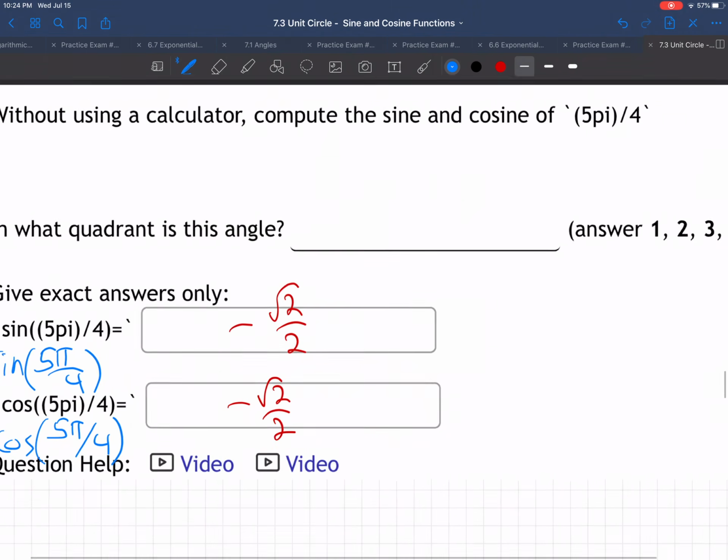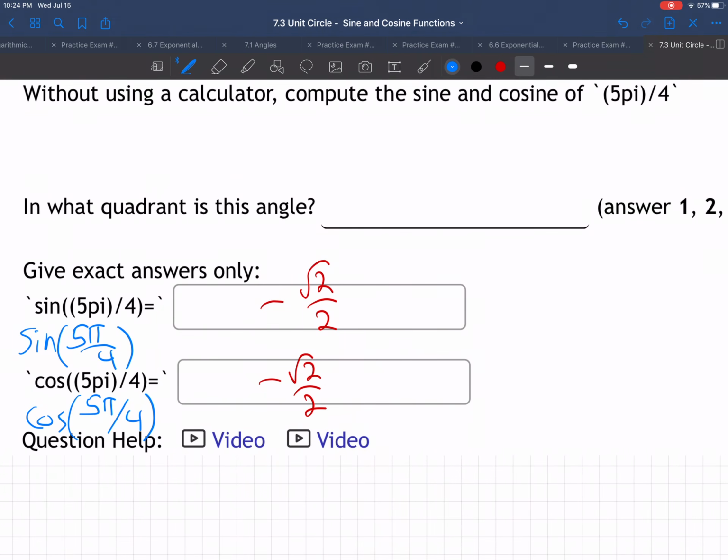So there we go. That's how you just use your unit circle. You can do that on a test, homework, everything, to find sines and cosines.